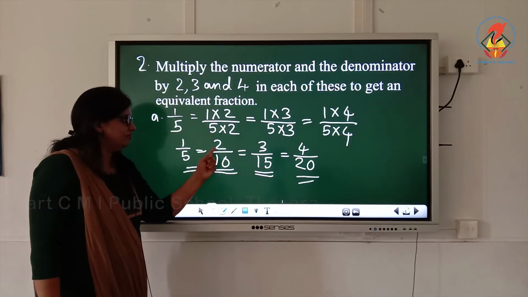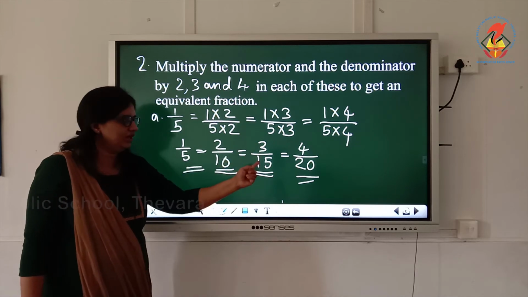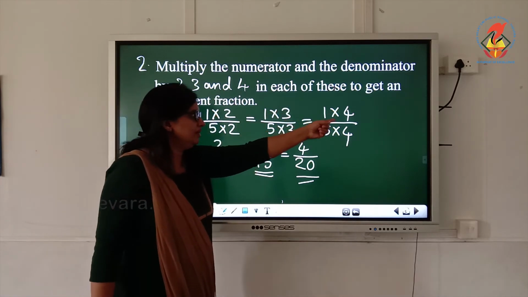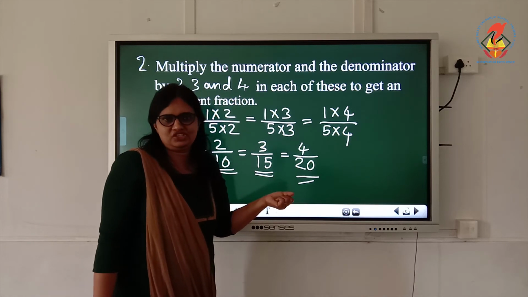See children, all these are equivalent fractions of 1 by 5. First we multiplied by 2, second we multiplied by 3, we will get the next equivalent fraction. After that we multiplied by 4, we got the next equivalent fraction, right?